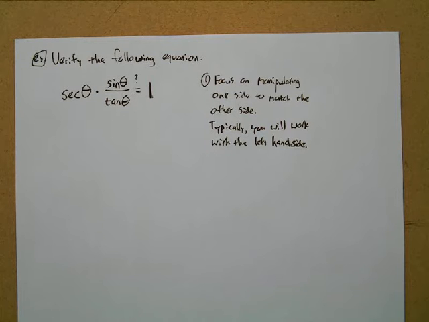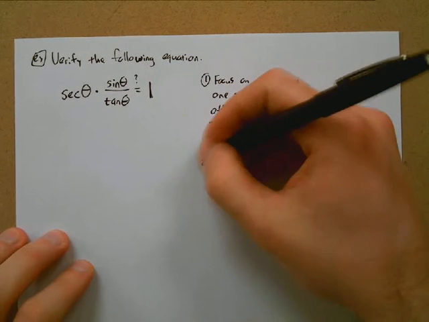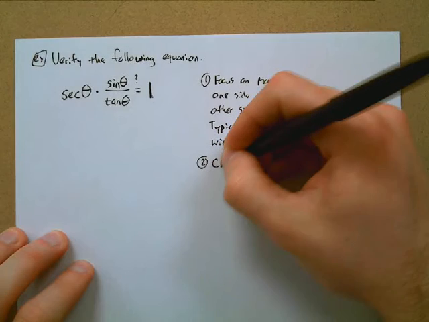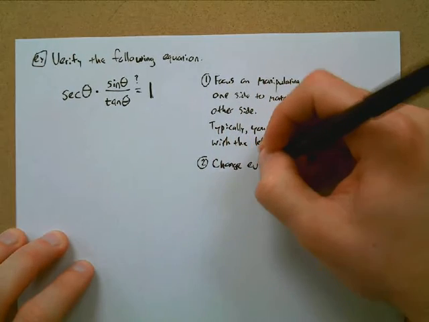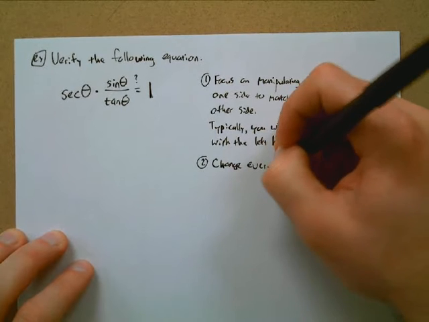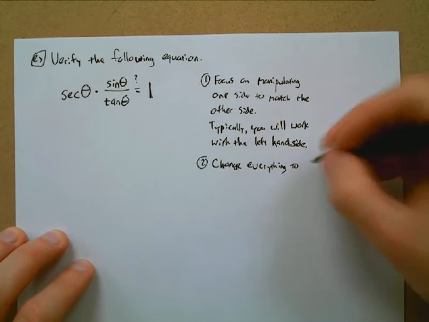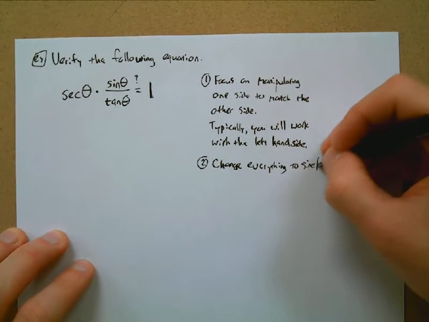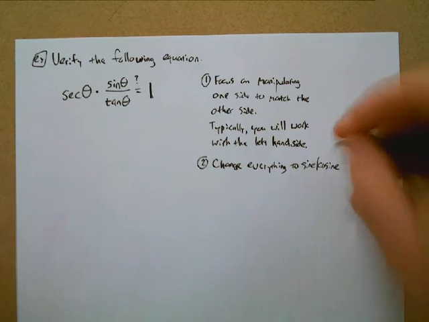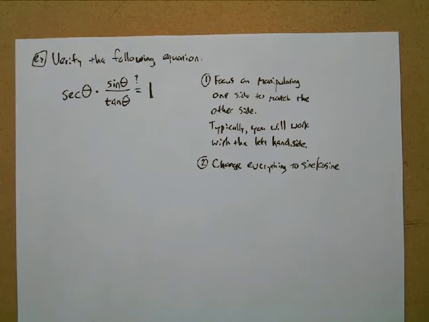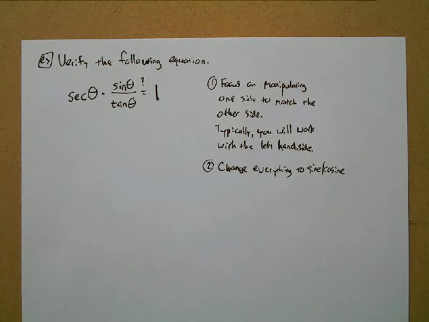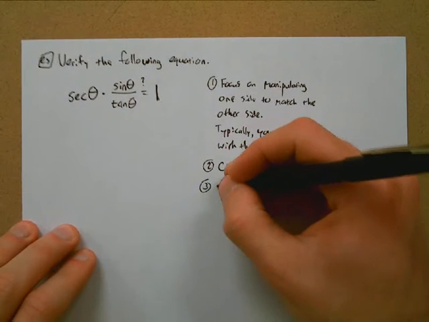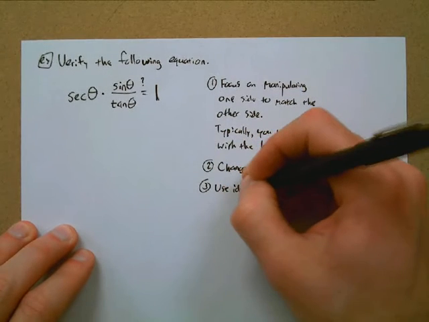Okay, that's a tip. That doesn't always help, but it's a pretty good general guideline to follow there. Okay, and then use identities and simplify to match the right-hand side. Always try and keep that right-hand side in mind as you're simplifying.